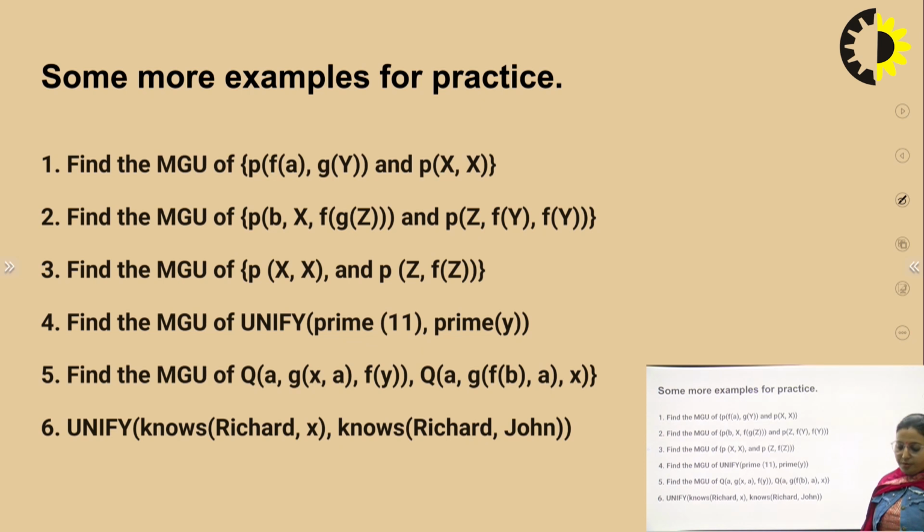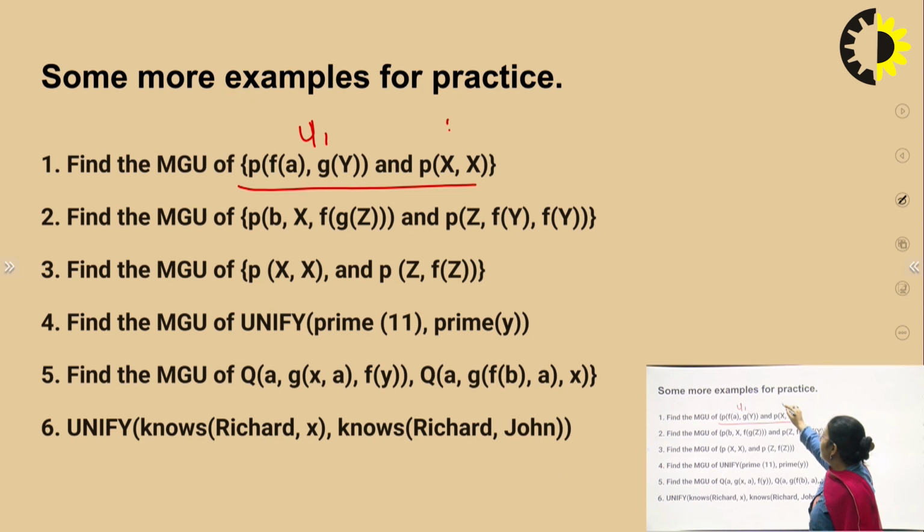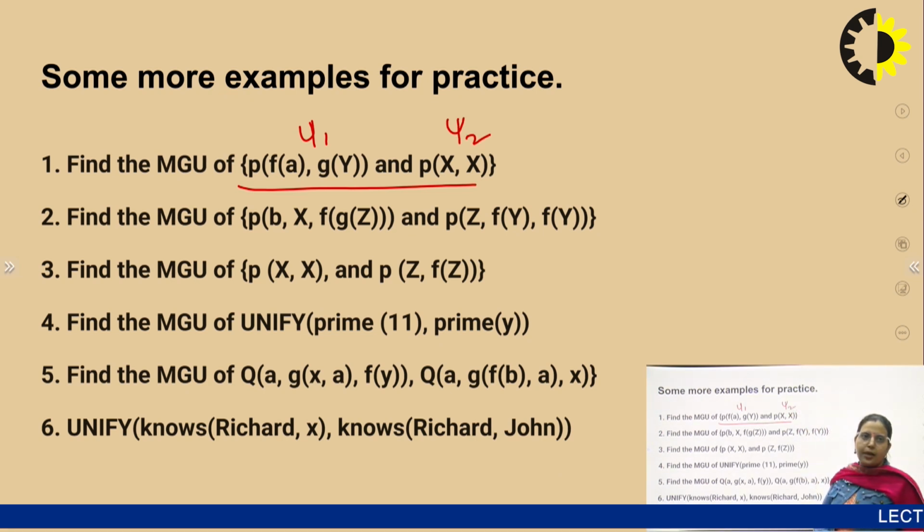So here are some of the examples we need to solve. Let's start with the first example, that is the MGU of p of f of a, g of y, and p of x comma x. Let us consider the first as psi1 and the second as psi2.